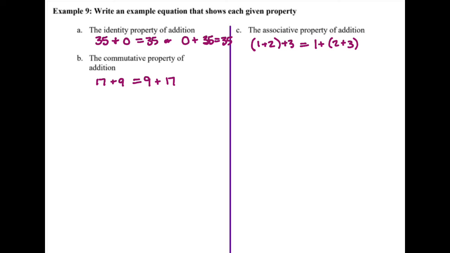You can use 1, 2, and 3 anytime. It doesn't matter. You don't have to use huge numbers. You just need to prove that you know what you're talking about.